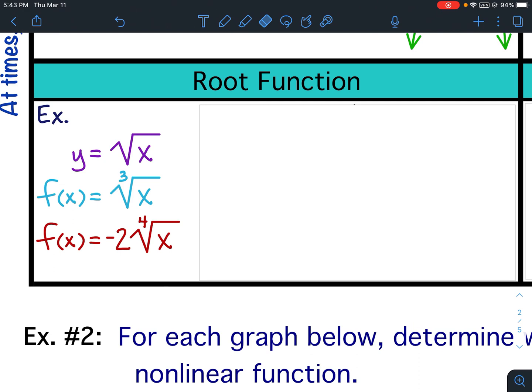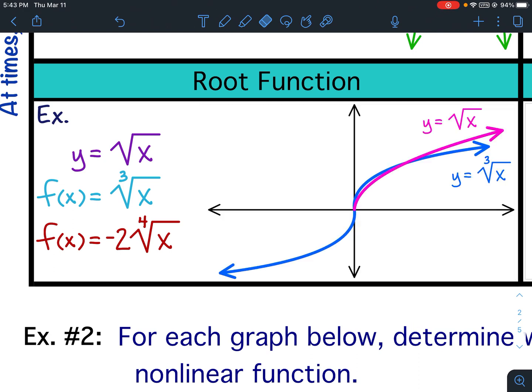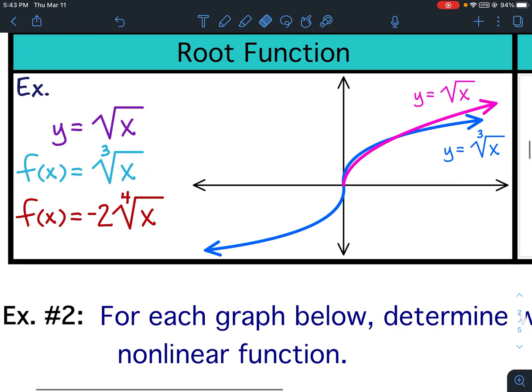So there are some examples, and there is a graph to draw. Pause your video, get all of that written down. Again, just do your best with the graphs.